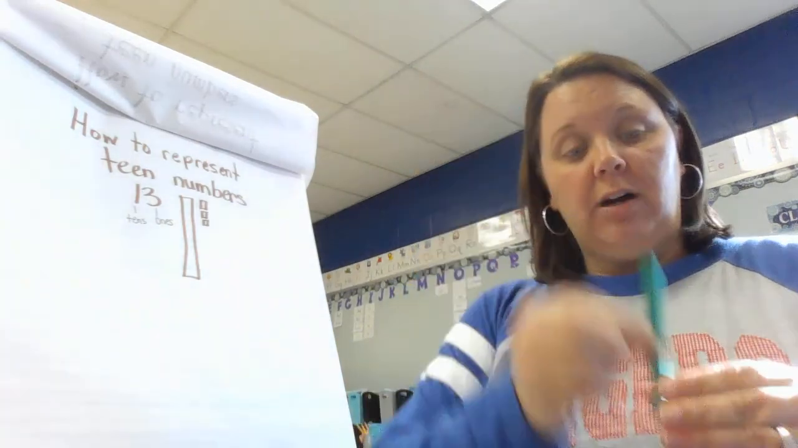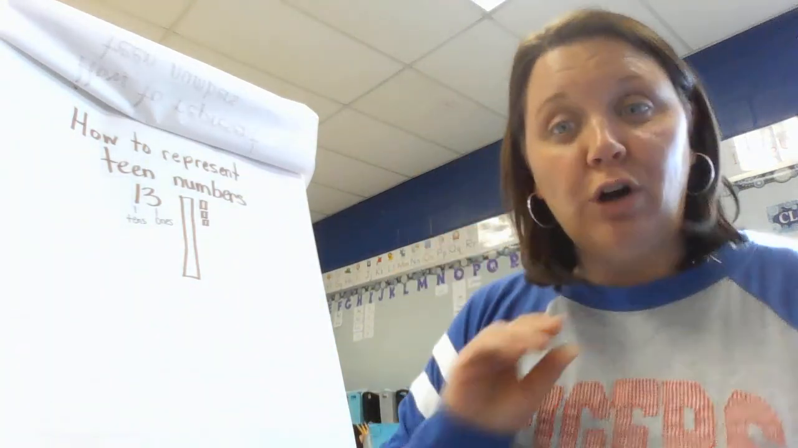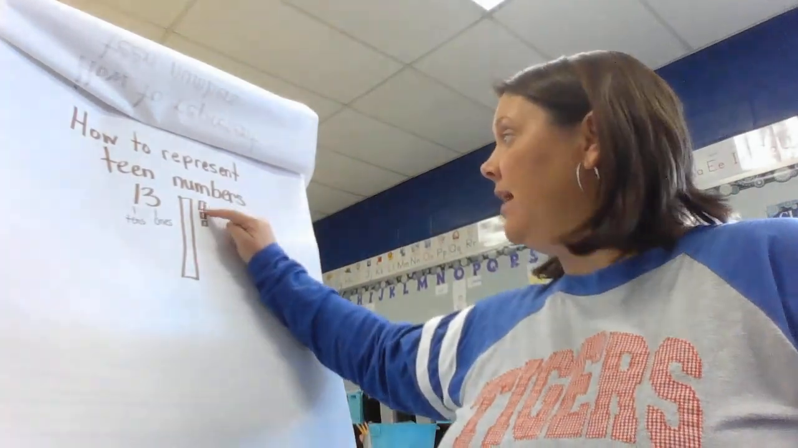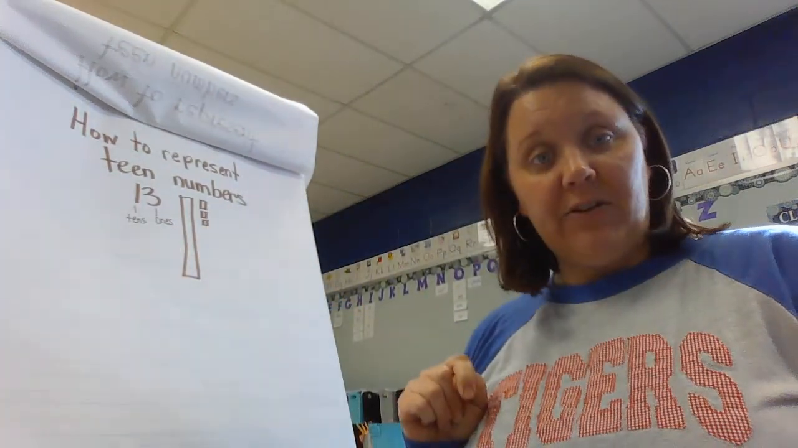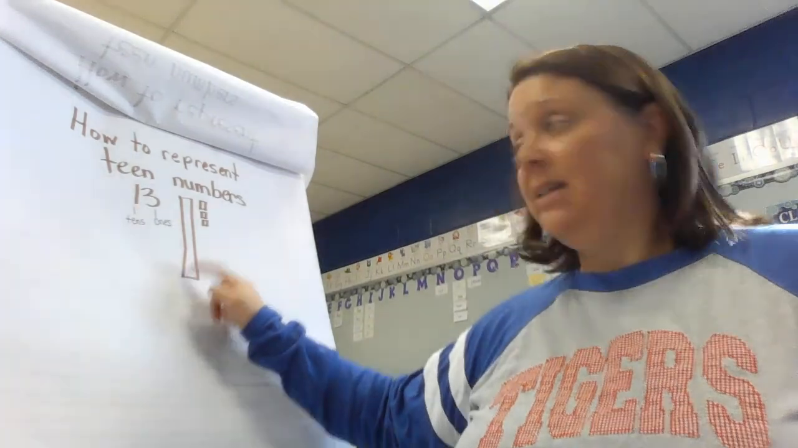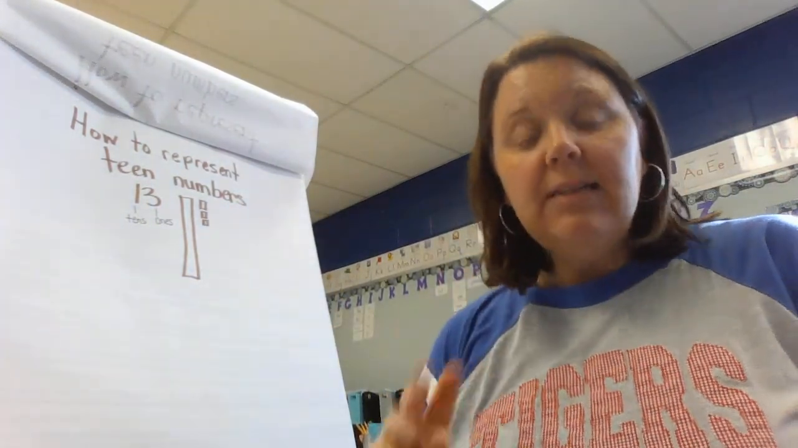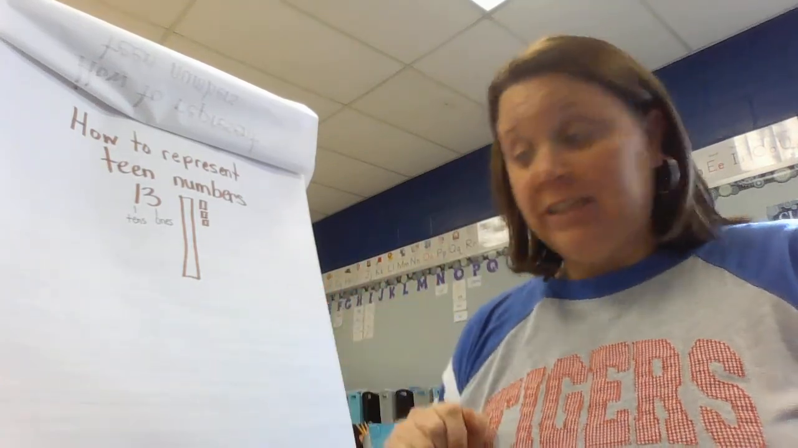Then I used my rod and my units to draw an illustration. 10, 11, 12, 13. Let's count that together. 10, 11, 12, 13. You see 1 ten and you see 3 ones. And the total number is 13.